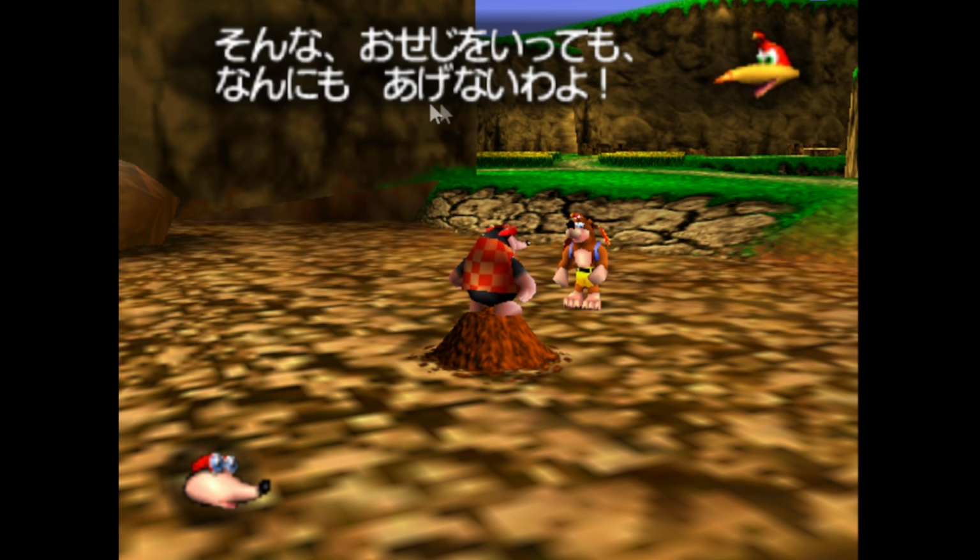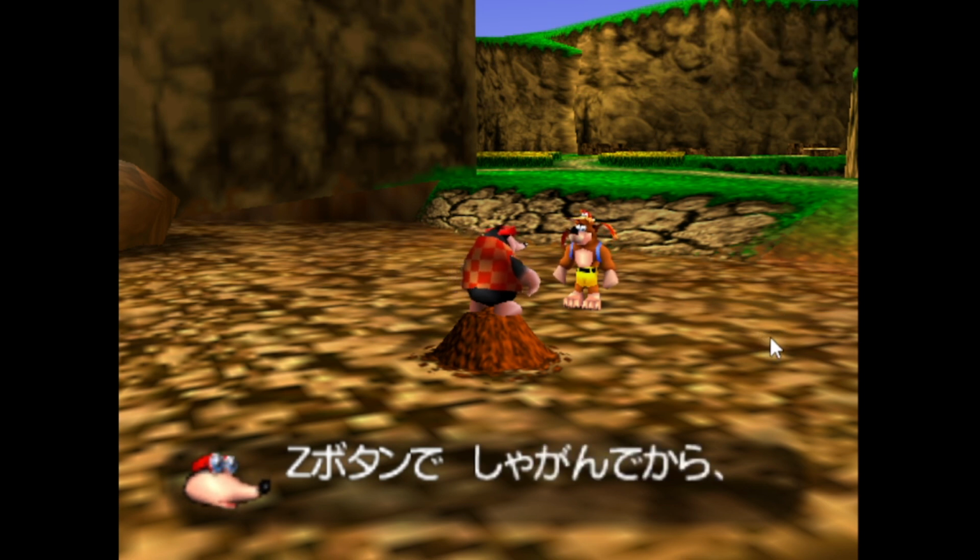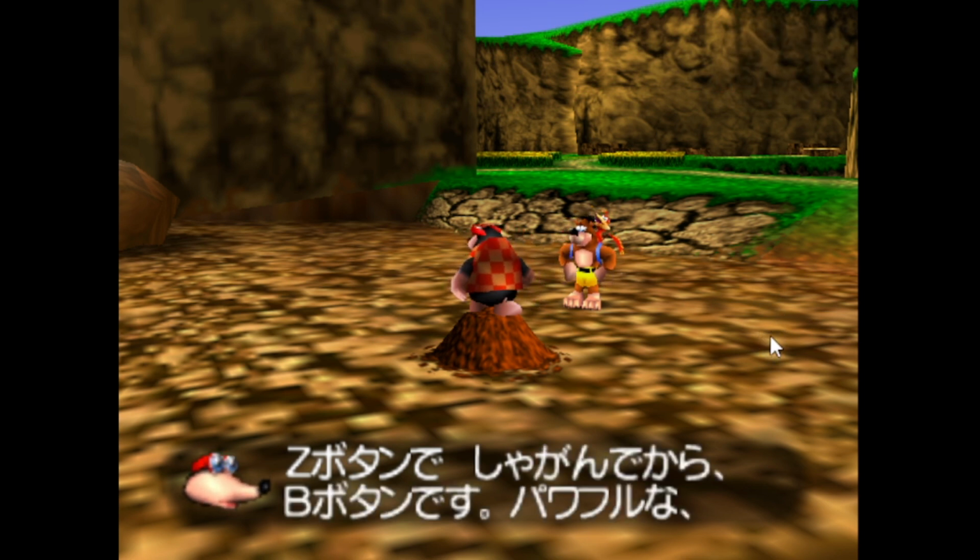So nani mo agenai. Ageru is to give. So nani mo agenai means I will not give you anything, even if you say such flattering words. And then wayo, just sentence ending things. He's just ignored it. Okay.